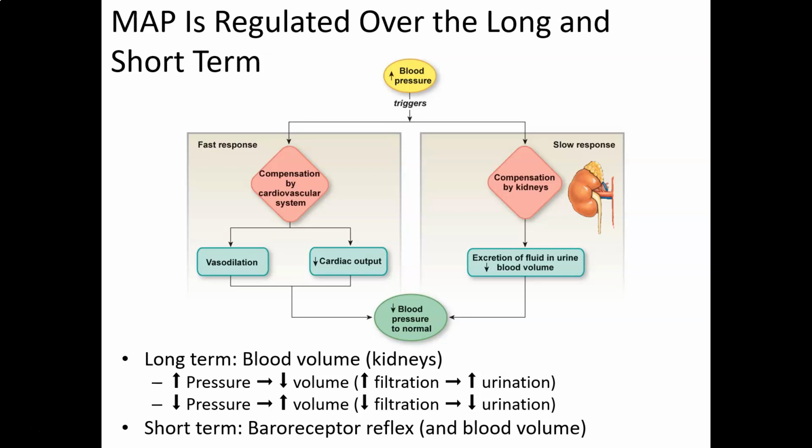The short-term regulator is, we're finding more and more that blood volume actually plays a greater role than we used to think. But the primary short-term regulator is something called the baroreceptor reflex. Baro refers to pressure, so these are pressure receptors, which makes sense because that's what we're trying to regulate, mean arterial pressure.